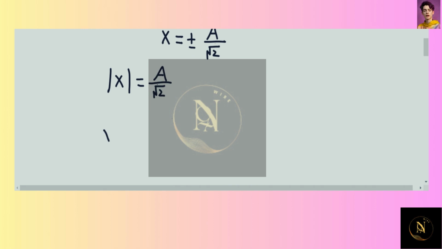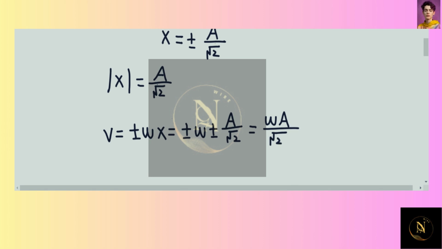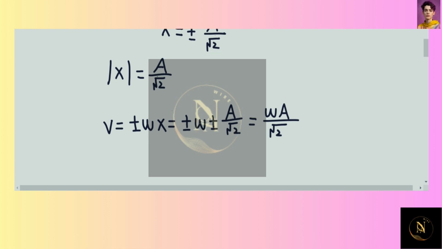So we know the velocity can be equal to plus or minus omega times the displacement. Therefore, we have plus or minus omega times plus or minus a over square root 2, which gives omega a over square root 2. And this is the magnitude of the velocity, okay? And velocity is equal to omega a over square root 2.